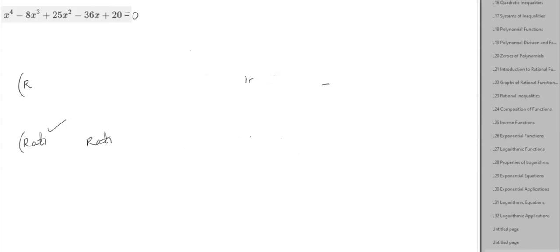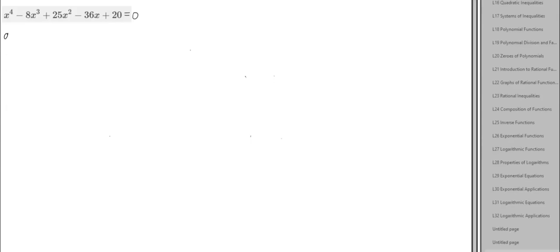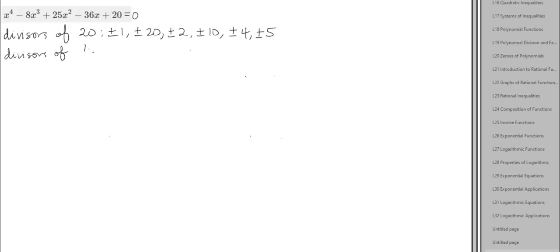So I'm going to start by listing divisors of my constant term. The numbers that go into 20 are plus or minus 1, plus or minus 20, plus or minus 2 and 10, plus or minus 4 and 5. And then I will list divisors of my leading coefficient, which is only 1. So I would only have plus or minus 1.